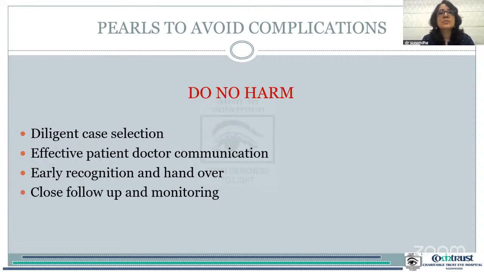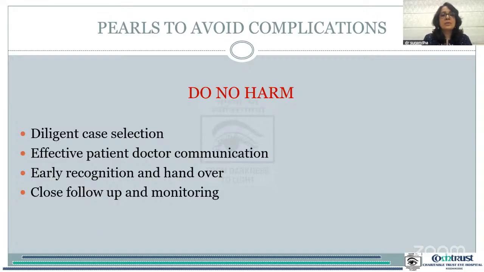So, take-home messages to avoid complications. First of all, do no harm. And like Dr. Bhatia said, the best surgeons are the ones who plan best. So as PGs, as beginner surgeons, you must understand the importance of diligent case selection and effective patient-doctor communication. Make sure the patient understands the outcome from the surgery. Have a reasonable expectation. If there is posterior segment involvement, you would have to communicate to the patient beforehand that the visual outcome is going to be guarded.